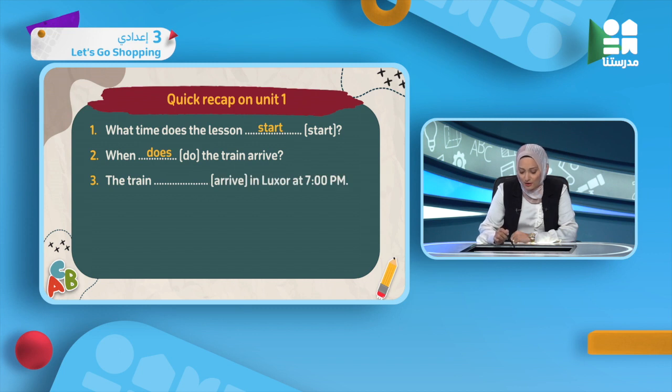3. The train arrives in Luxor at 7 p.m. It's the same rule. Arrive and I have train. Train is singular, so I need to add s to the verb. So the train arrives.